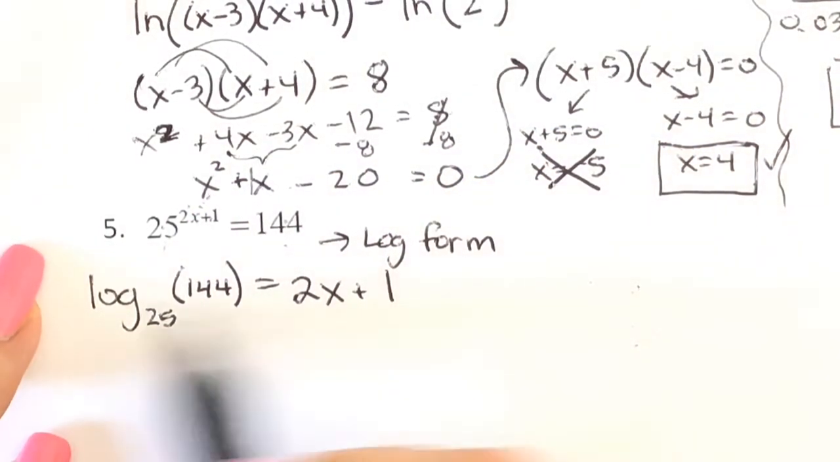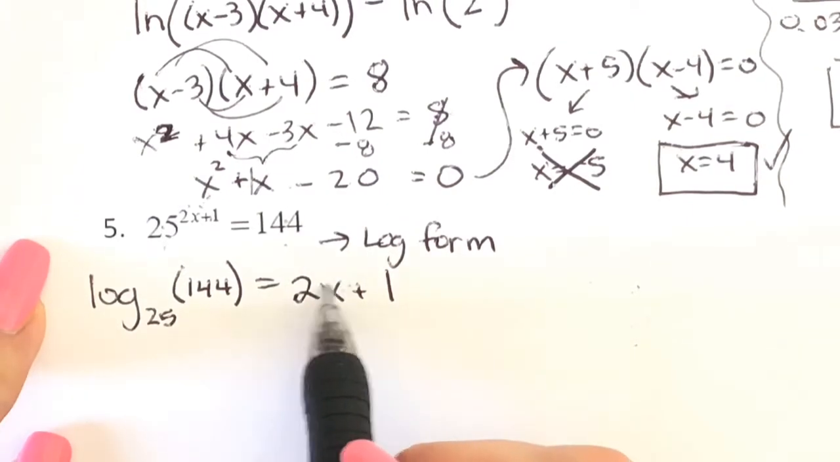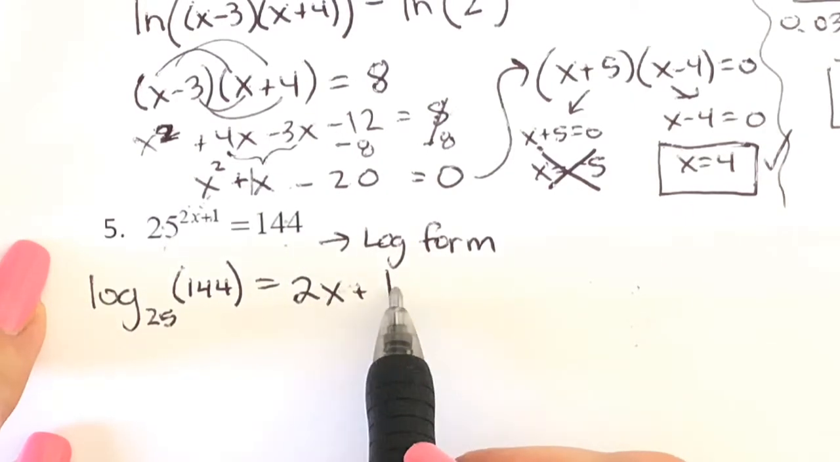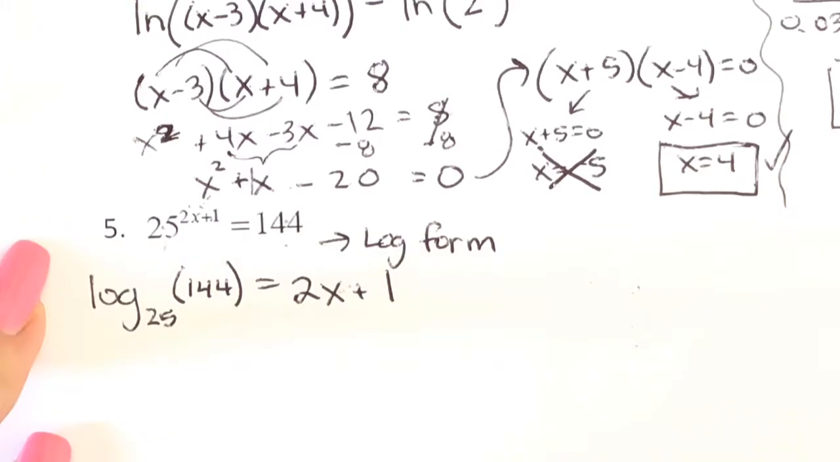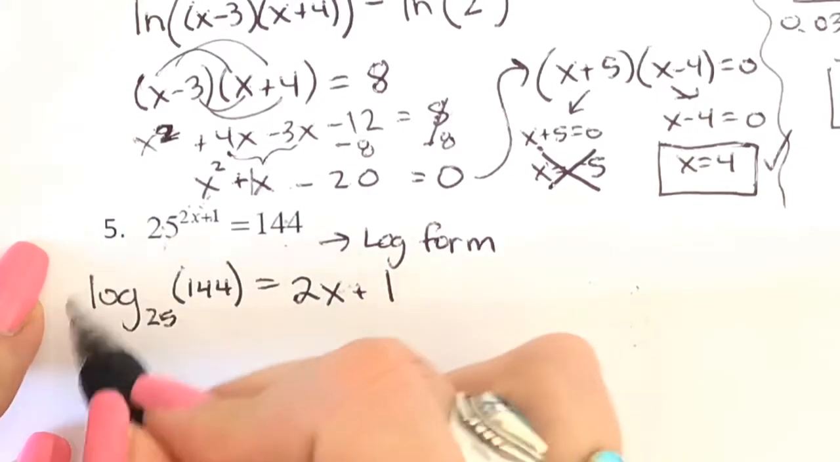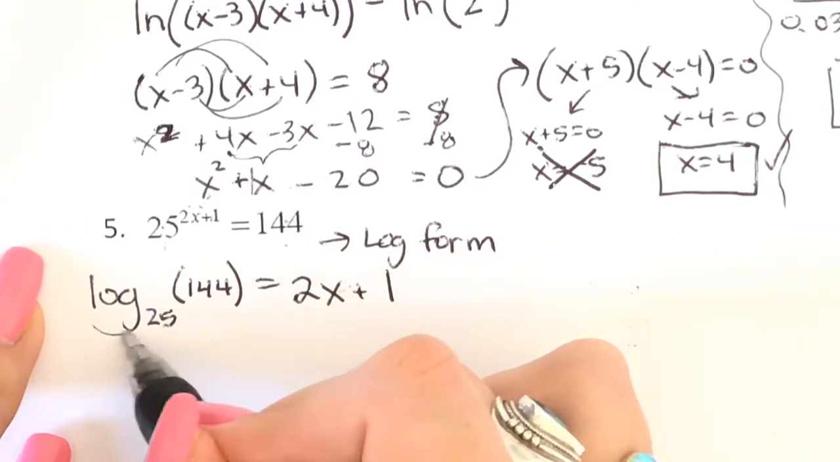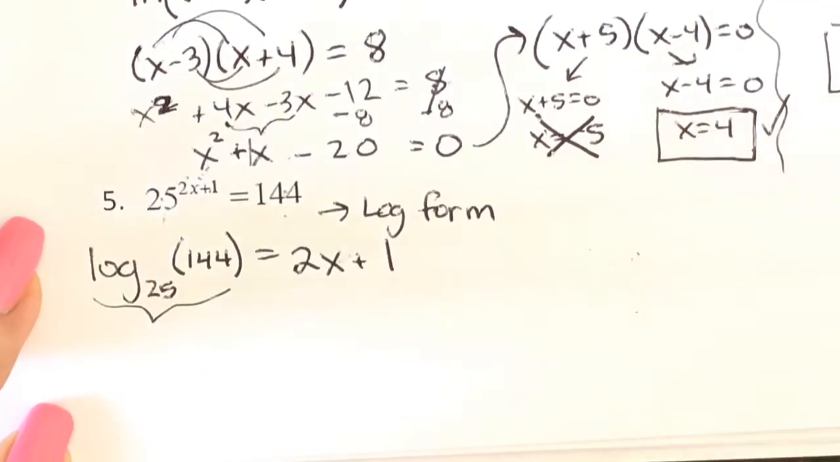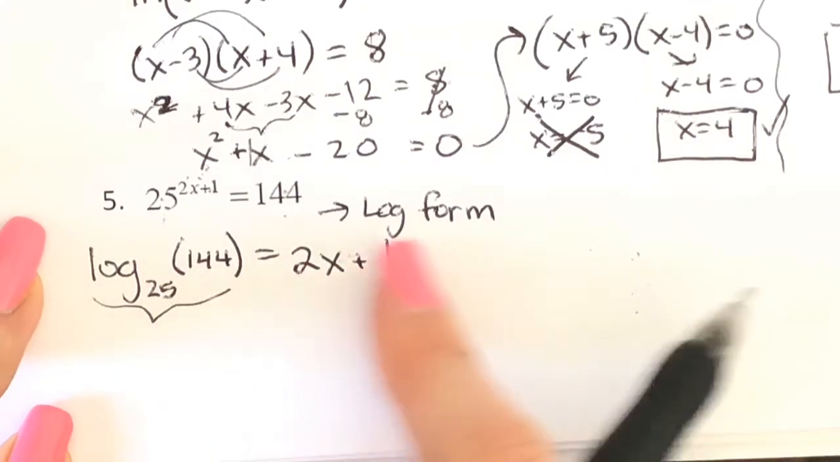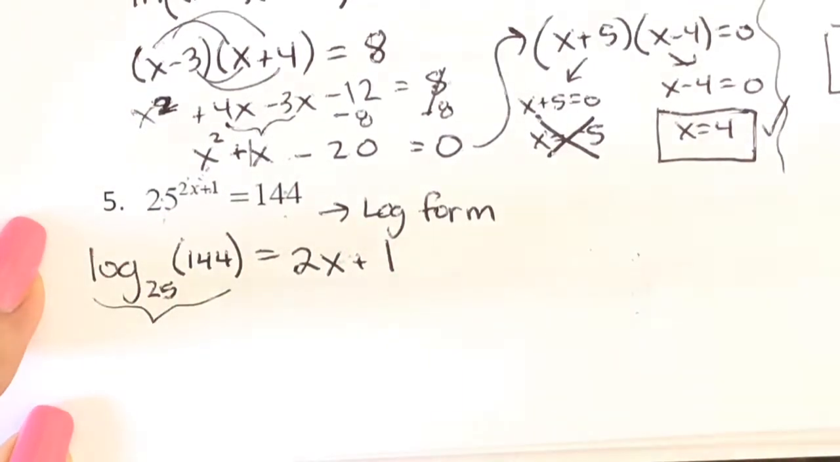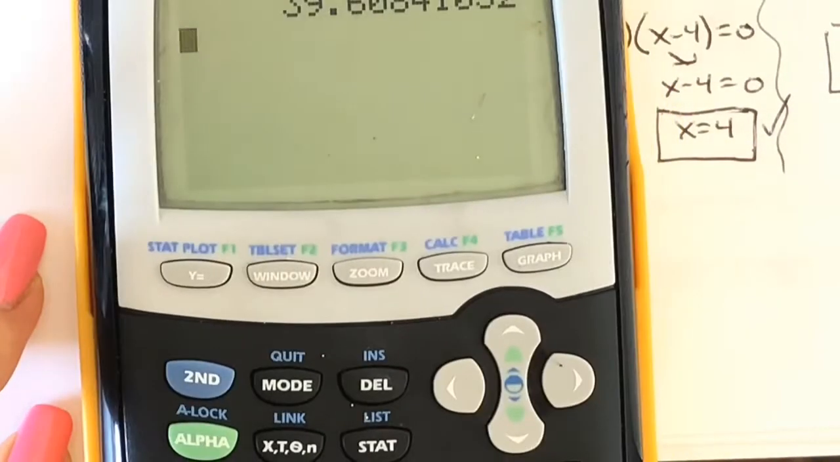And again, the whole reason we like to do that is now x is out to where I can isolate it, so I can minus the 1 over and divide by 2. Here though, we do just have a number, a log base 25 of 144. You can just throw that into our calculator and get a decimal, so that way we don't have to worry about subtracting 1 from this messy thing. So I'm gonna just type this in.